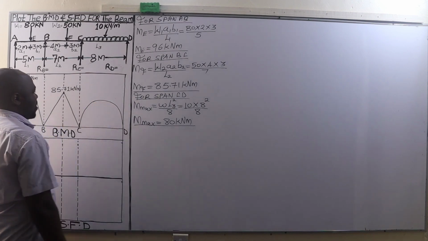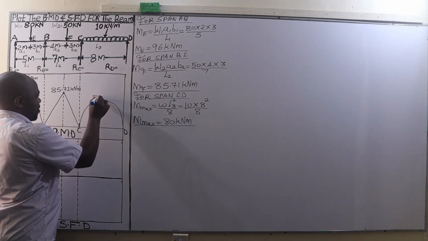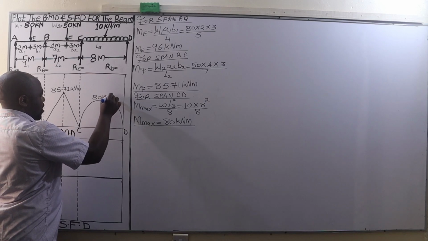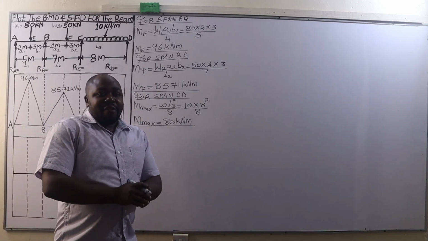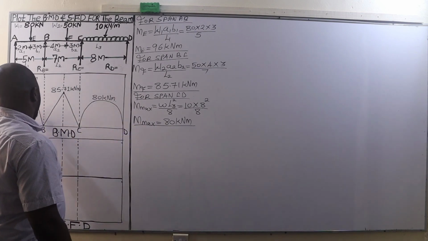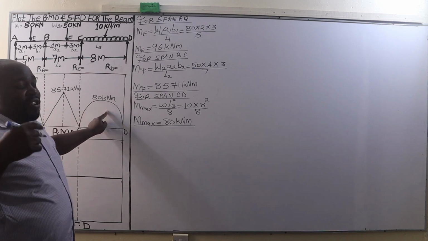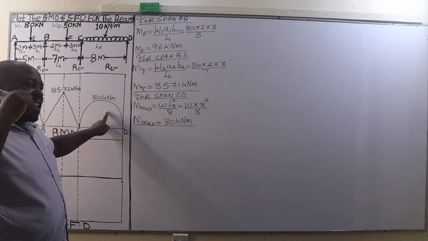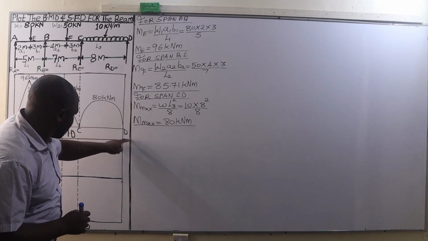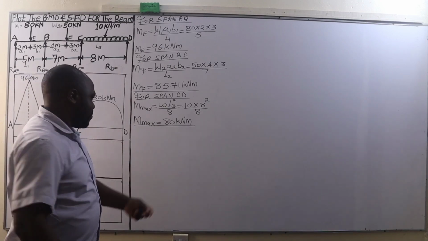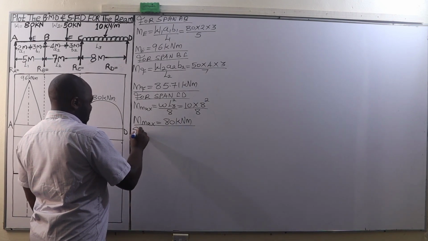Oh good. That must be a smooth curve now. So this is 80 kilonewton meter. Perfect. From there, we are going to determine the area of each bending moment diagram together with its center of gravity from these points: A, B, C, D. Okay, so we go to the span AB.